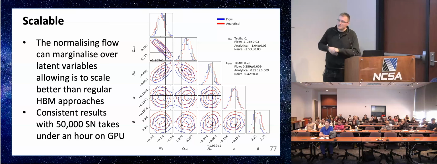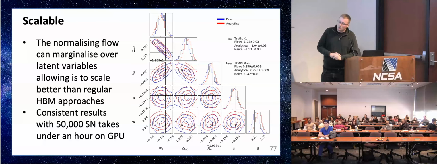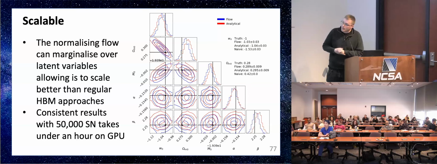Another thing is that this work is pretty scalable. The examples that I showed you were using 2,000 supernovae, but we wanted to see what would happen if we used a bigger sample, like 50,000 supernovae. And it still deals quite well. As you can see here, we're getting pretty decent agreement again between the analytical and the normalizing flow posteriors. The reason that it scales well, because HBMs don't normally scale that well, is because we can marginalize out latent parameters. So the number of parameters that we're inferring is not getting bigger with the number of data points that we have. That's a little trick that you can do to allow it to scale.